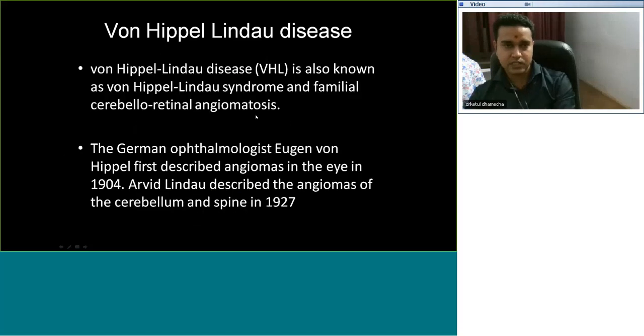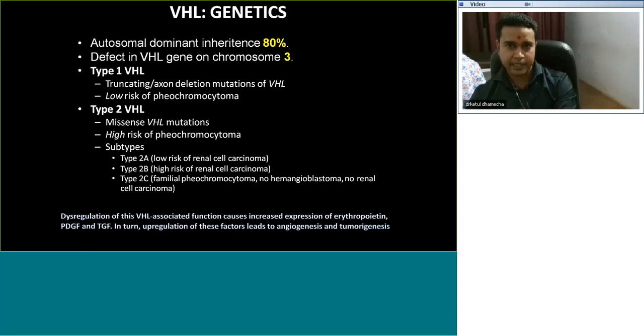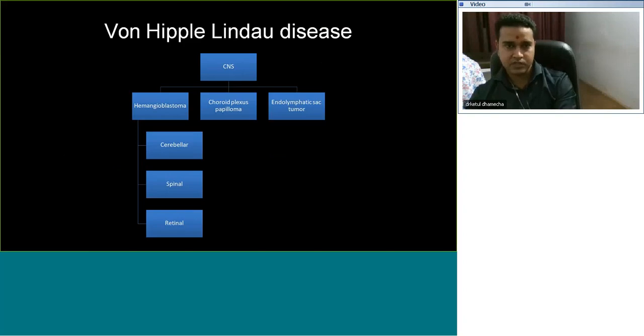Okay, next is VHL, von Hippel-Lindau disease, known as VHL syndrome and familial cerebroretinal angiomatosis. Genetics: autosomal dominant, 80%. VHL type 1 and type 2. CNS manifestation of VHL.